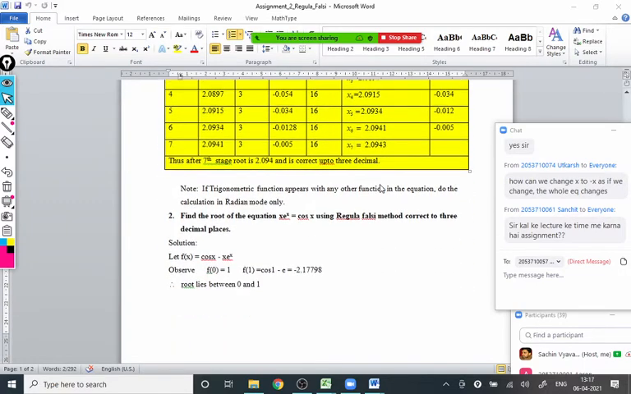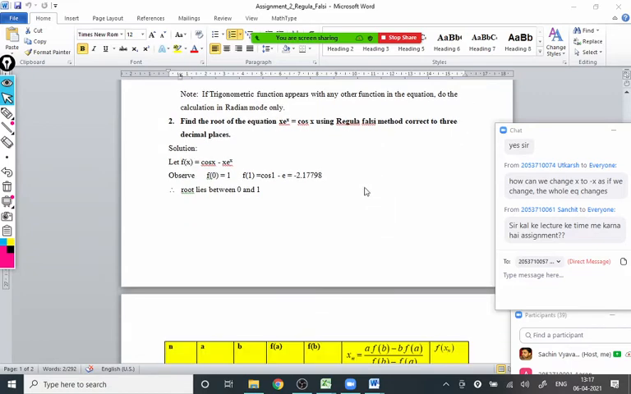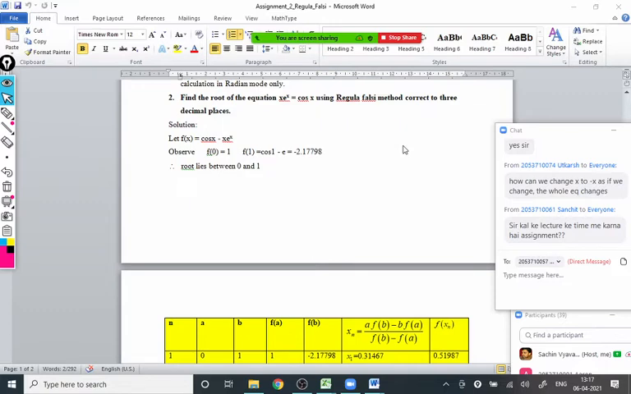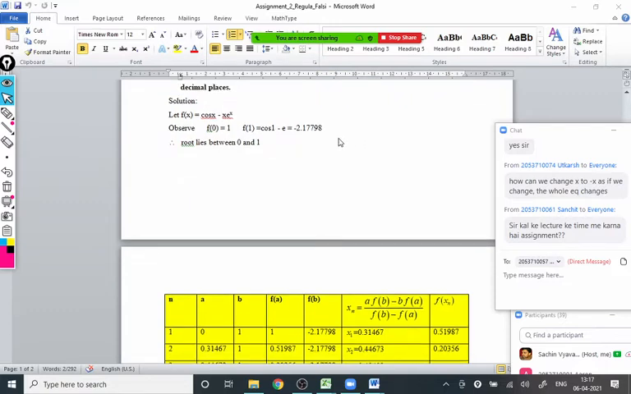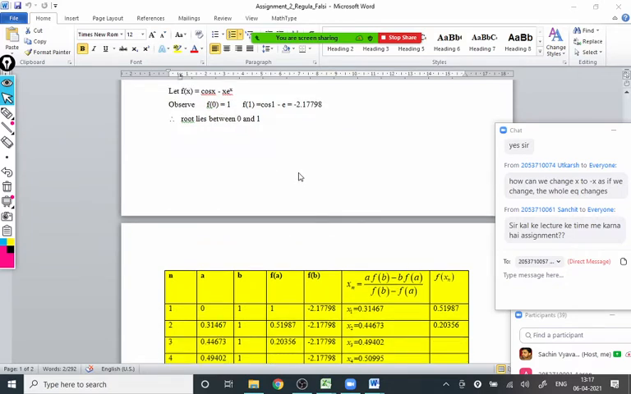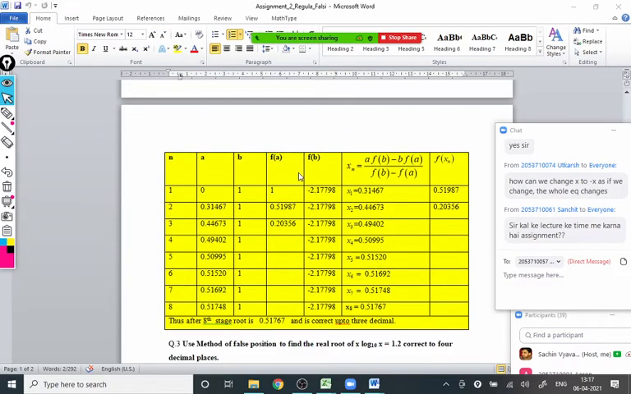So question number 2, where we saw x e raised to x equal to cos x. As the cos x term, a trigonometric term, appeared, we have to go in radian mode. And with regula falsi, we have to do it up to correct 3 decimal places. This we already finished in the last session also. So here f(0) and f(1) are positive and negative, so the root lies in the interval AB.